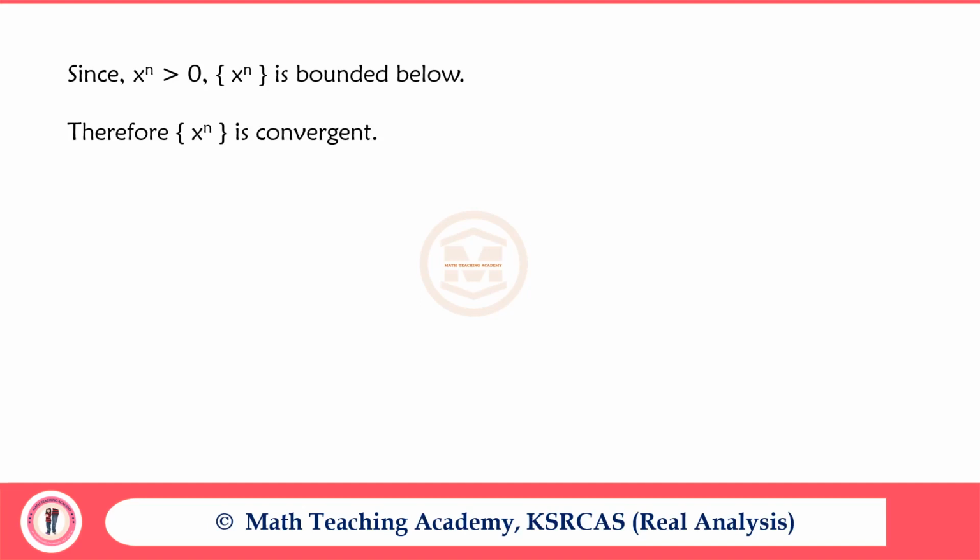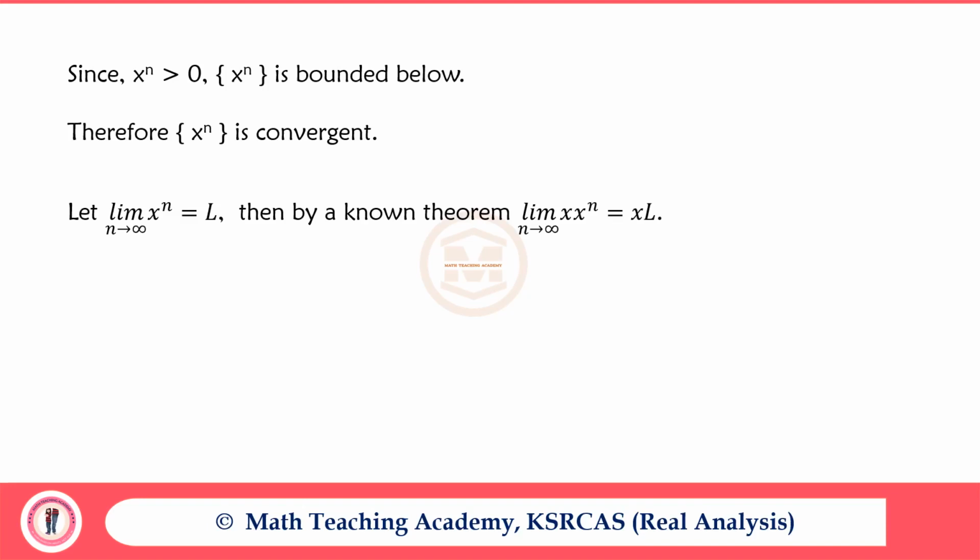Here note that a sequence is said to be convergent if it has a limit L. So here we have proved that the sequence x^n is convergent. Therefore, it has a limit L. So let us take the limit as n tends to infinity of x^n equal to L. Then by a known theorem, the limit as n tends to infinity of x^(n+1) can be written as the limit of x times x^n, which is equal to xL.